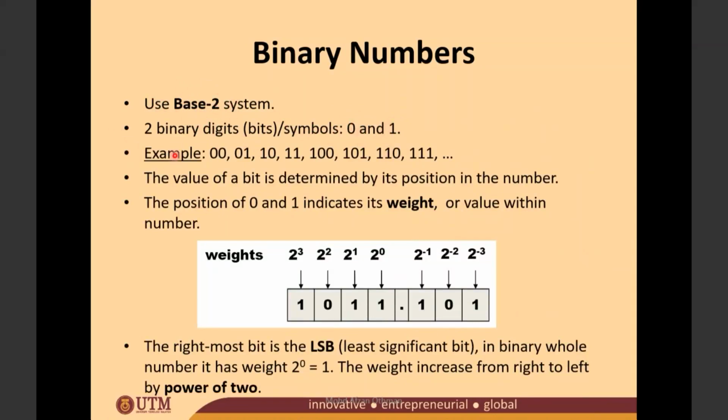Okay, for example, 00, so this is to represent number kosong lah untuk decimal. 01 untuk represent number 1. 10, this is to represent number 2. 11 nombor 3, kalau nak represent number 4 is 100. 101 is 5, and this is a 6 and 7. Okay, so and the number will keep counting lah nanti.